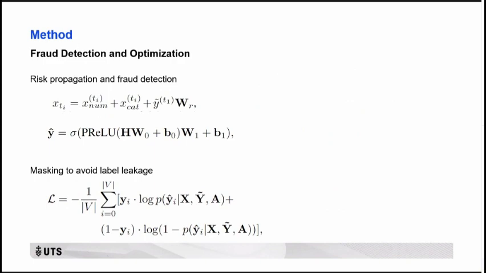We also inject the label as one of the categorical attributes and give the mask to avoid label leakage. After the graph neural network, we leverage a multi-layer perceptron to give the prediction of each transaction's risk score.